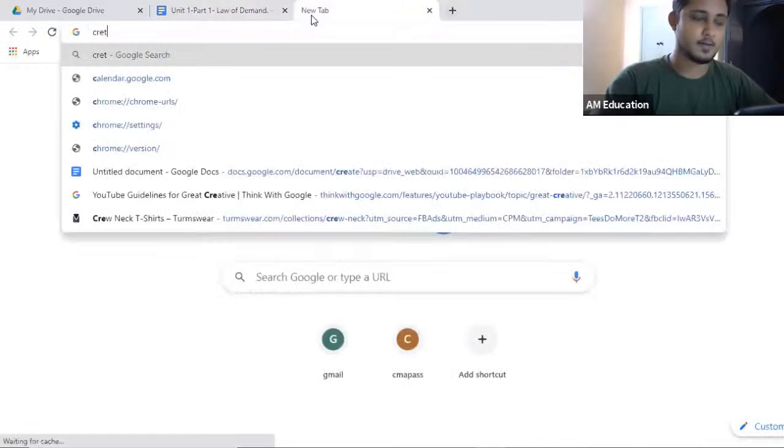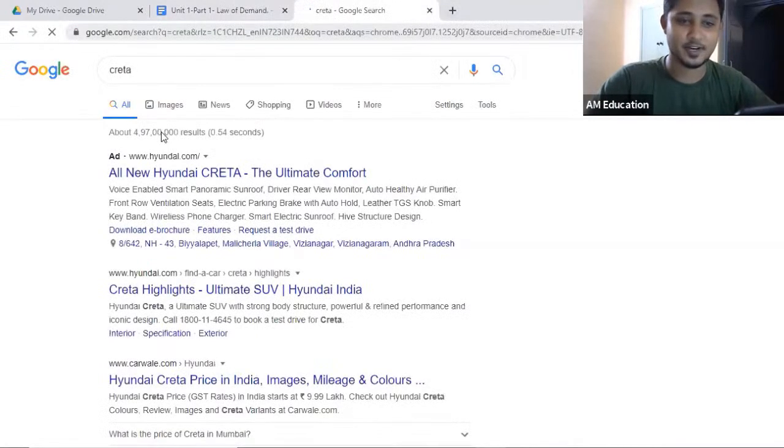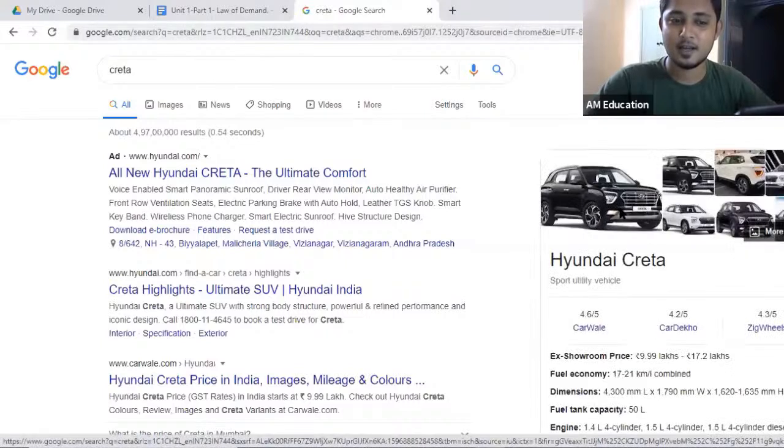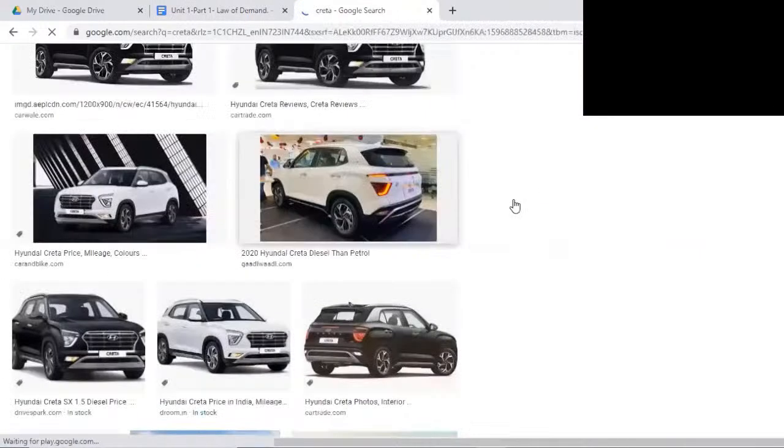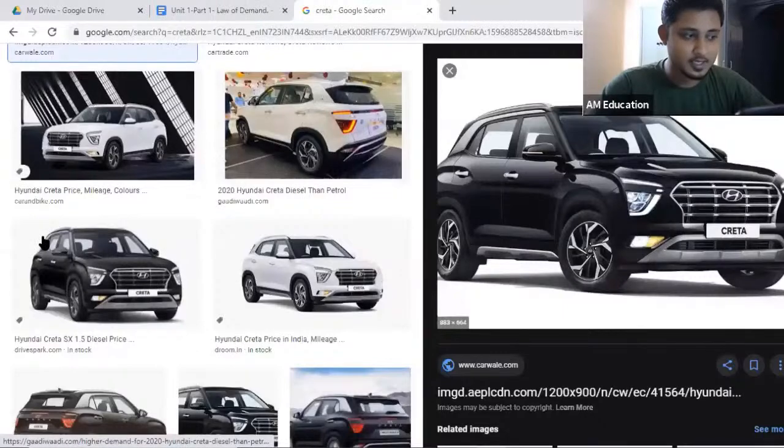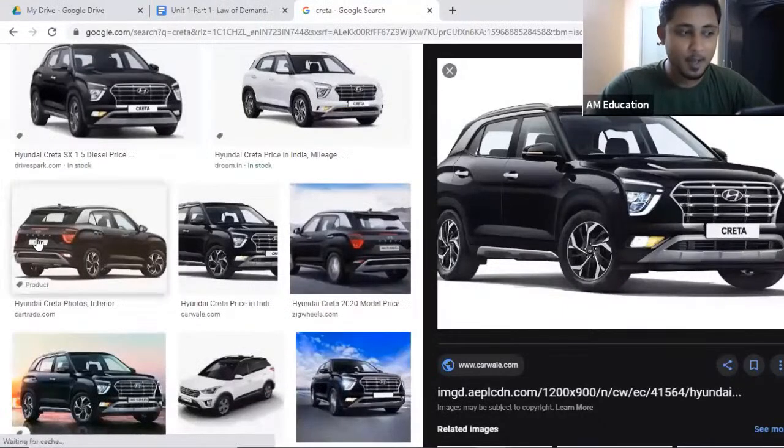Creta. This is Creta. Have you seen this car? All of you? No, sir. This car you see, no? So, see, yes, this car is like a hatchback only, but in a bigger space.